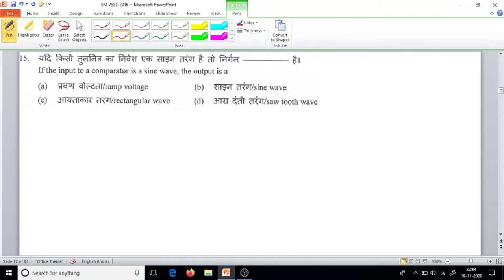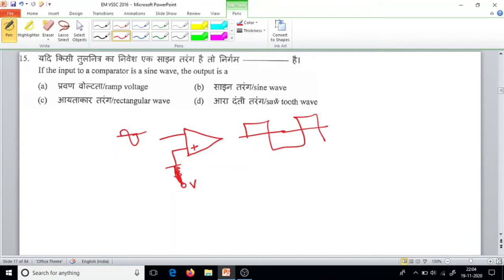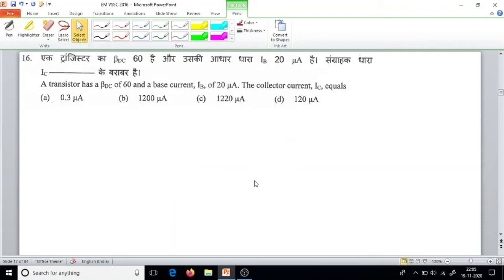Question number 15. If the input to a comparator is a sine wave, the output is? In the comparator we can give a reference voltage or we can ground it. If we give a sine wave here, now instead of giving it ground, we will give some V. We will get an output like a rectangular wave or square wave. So the answer is option C, rectangular wave.